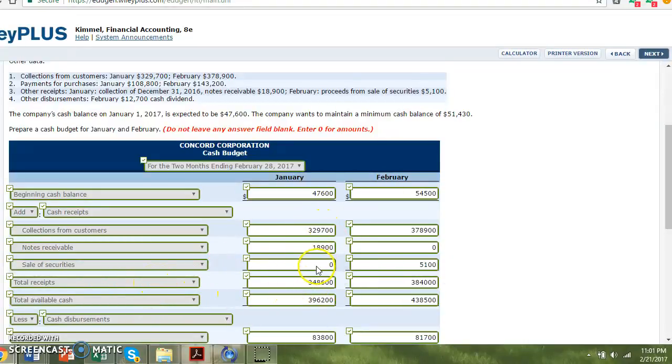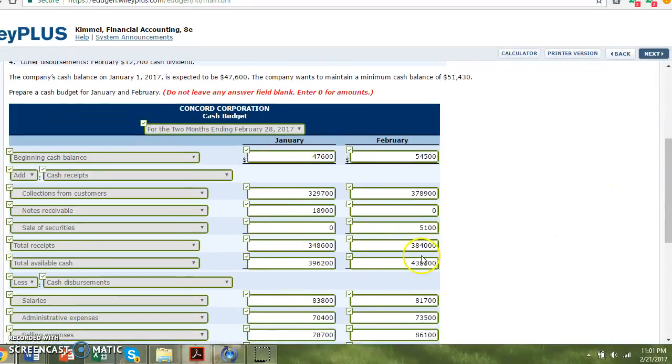So then we have our total receipts. Here we just add these 3 numbers up to get this $348,600. And then we add these 3 numbers up for February to get the $384,000 for February. Total available cash is what's next. We're able to get that for January because we already have the beginning cash balance here. So we just take this beginning cash balance and we're adding, remember we said add over here, so we're adding our total receipts to that, and we get $396,200. We can't do that for February yet because we don't have the beginning cash balance yet.